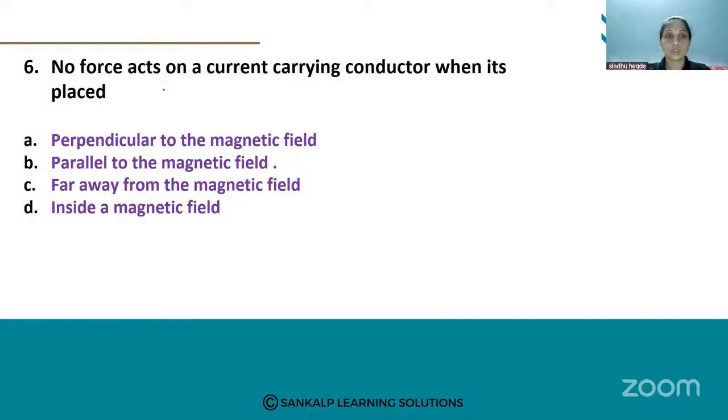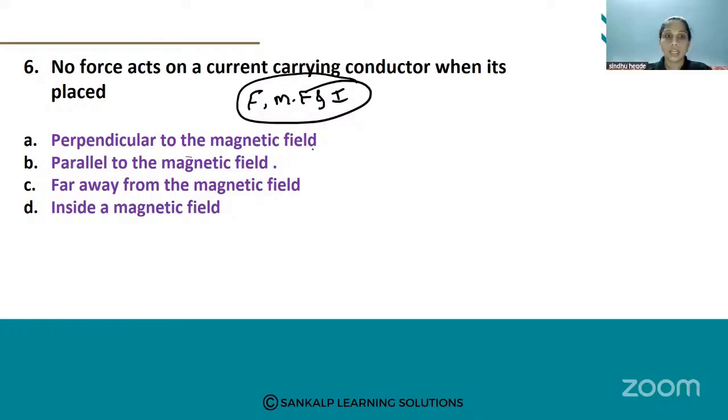So this question is related to force. It tells about the left hand thumb rule, right? It is related to the left hand thumb rule, which explains about force, magnetic field and current. So here they ask, when does no force act on a current carrying conductor: when it's placed perpendicular to the magnetic field, parallel to the magnetic field, far away from the magnetic field, or inside a magnetic field.